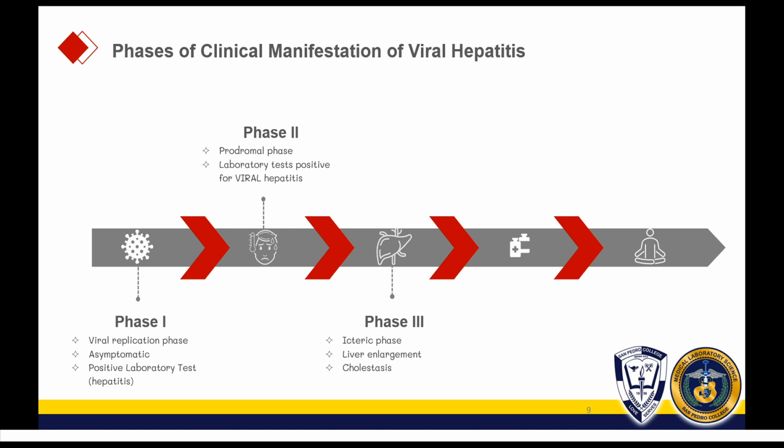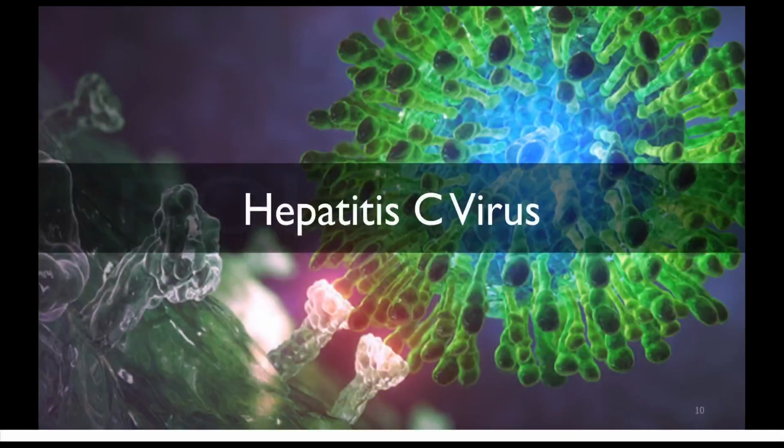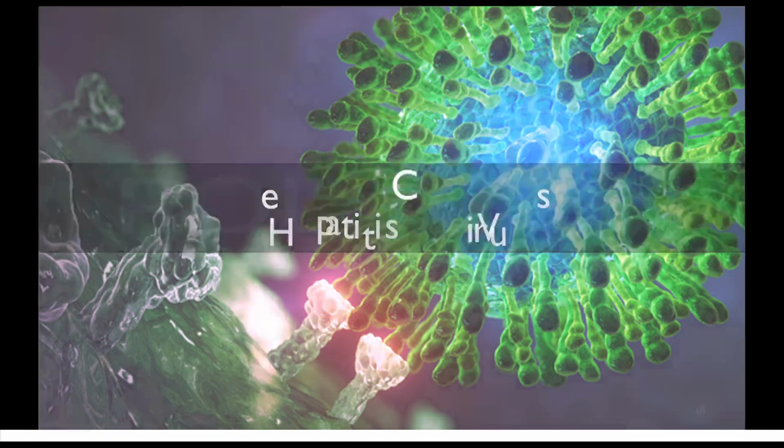And the phase 4 is the convalescent phase. In here, the symptoms are already resolved. The laboratory tests are within normal limits. In phase 4, you can consider that the patient has fully recovered. So let's now proceed on the very first causative agent that we're going to discuss in this lecture. So that is hepatitis C virus.